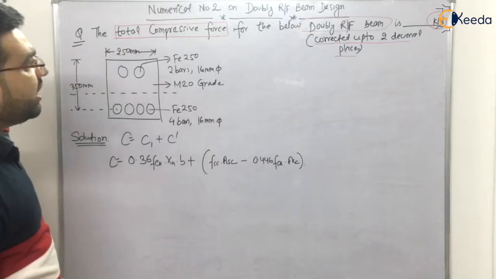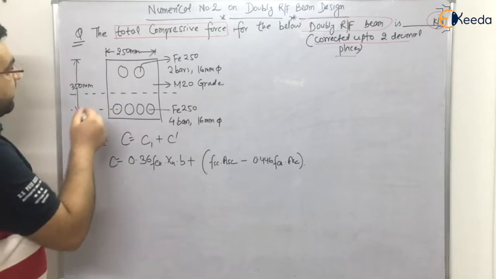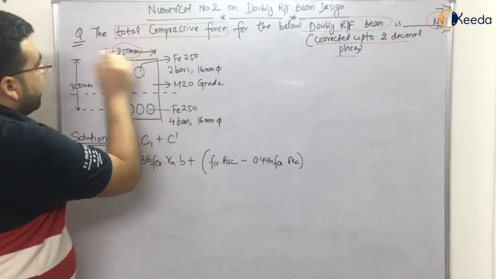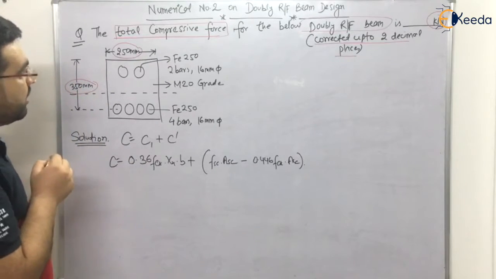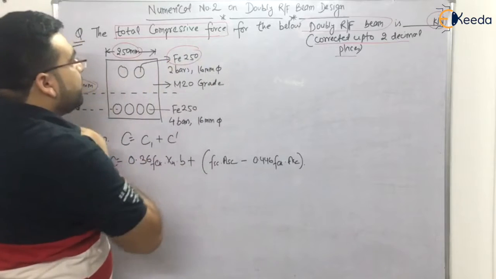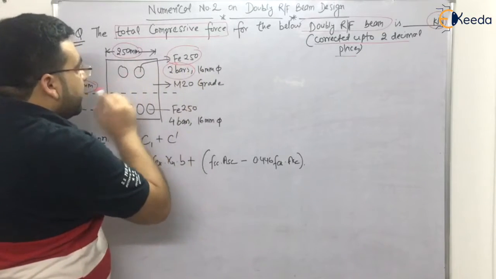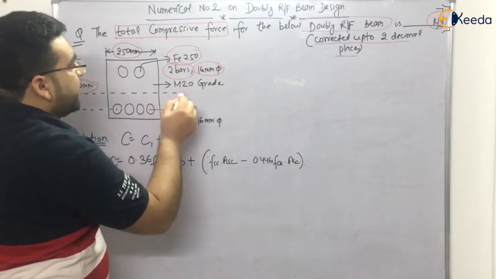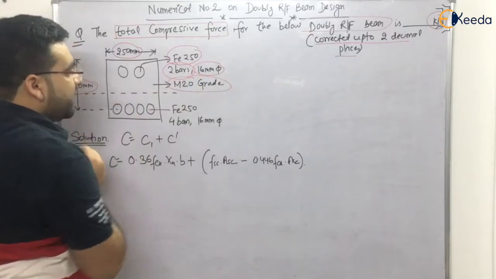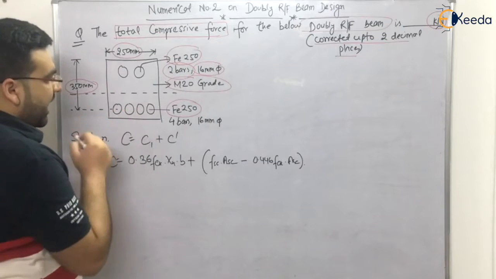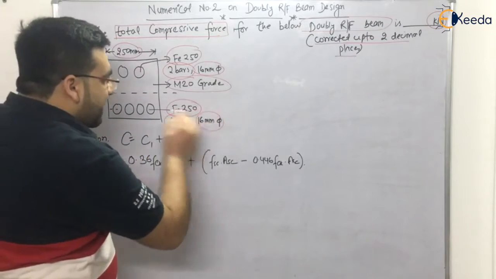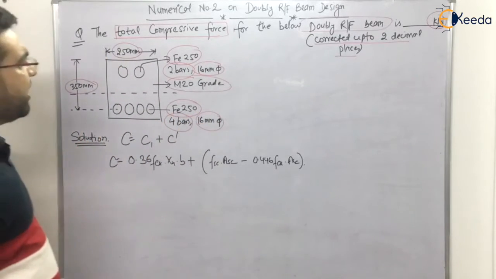So let's see what the beam is. So this is the beam. The width is given to you as 250 mm. The effective depth is given as 350 mm. Fe 250 is given. 2 bars of 16 mm diameter are there in the compression zone. M20 grade of concrete is given. Here also you have Fe 250, mild steel. 4 bars of 16 mm diameter are there, right? So it is a very straightforward question.